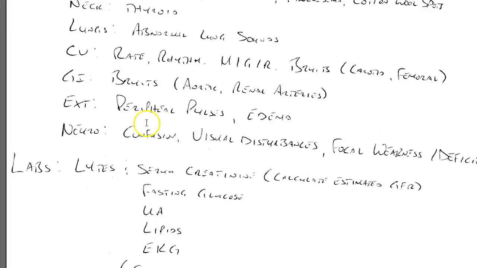Then we get down to extremities. You want to assess peripheral pulses. I typically, in all of mine, do brachial, radial, popliteal, femoral, dorsalis pedis, and posterior tibialis pulses.